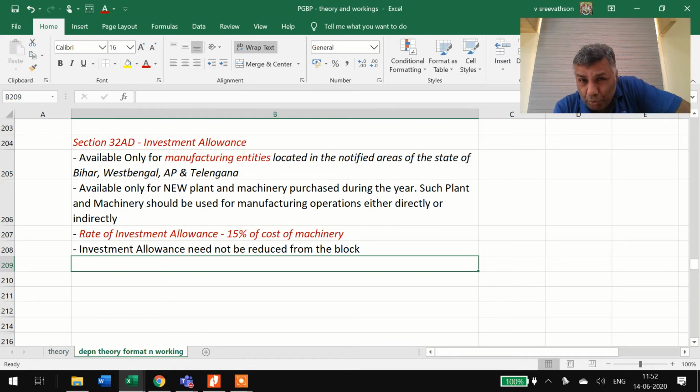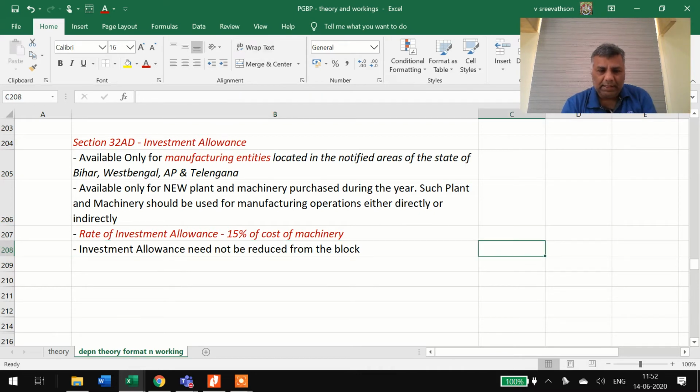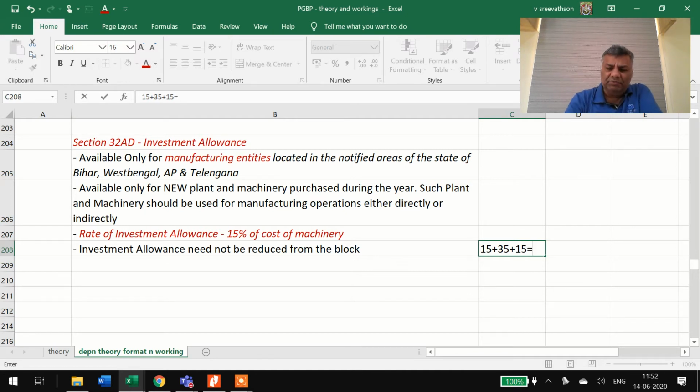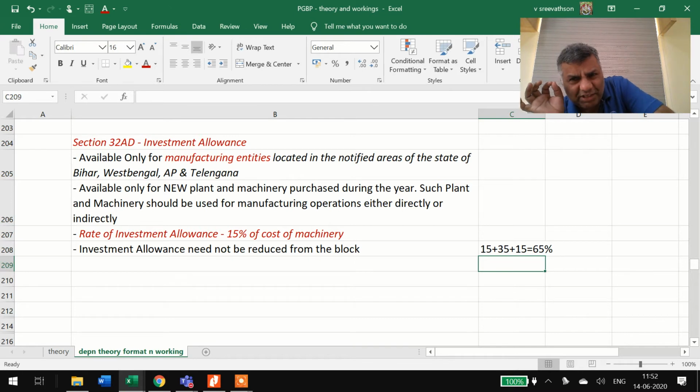Again, to promote that area, it's a big thing the government gave. They can claim normal 15 plus additional 35 plus investment 15. In the first year itself, they will be able to claim 65% as deduction. But still, those areas did not have major manufacturing activity.